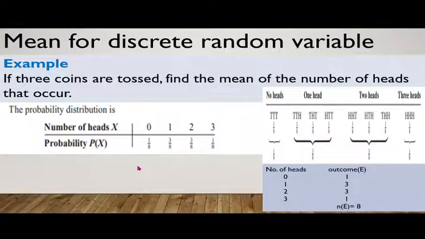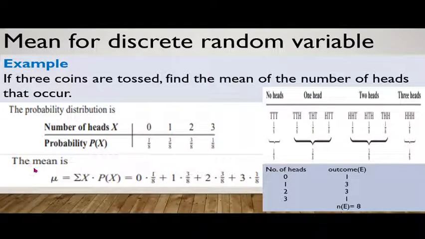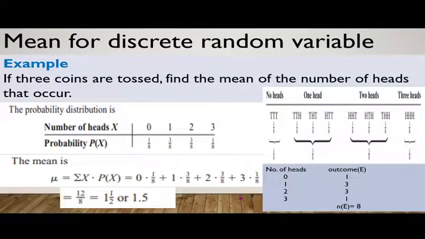Therefore, using the formula to get the mean, we have mu is equal to the summation of x times p of x, which is just getting the sum of the weighted means of each number of heads and its corresponding probability. So you have 0 times 1/8, plus 1 times 3/8, plus 2 times 3/8, plus 3 times 1/8. If we calculate this all together, we will have 12/8. Simplified, it is the mixed number 1 and 1/2, and in decimal form, we have 1.5.